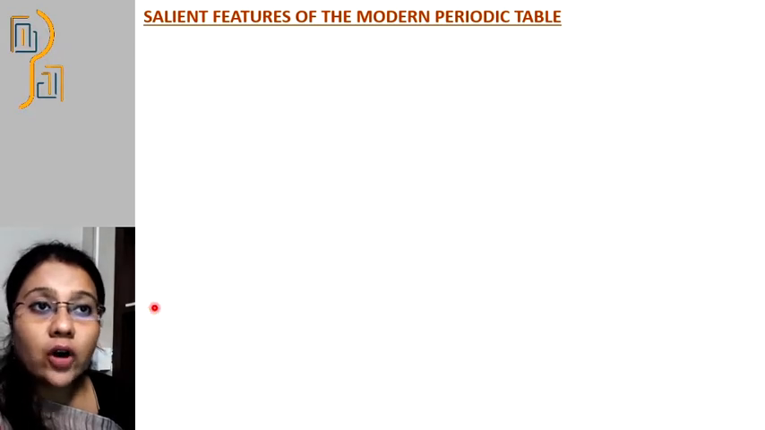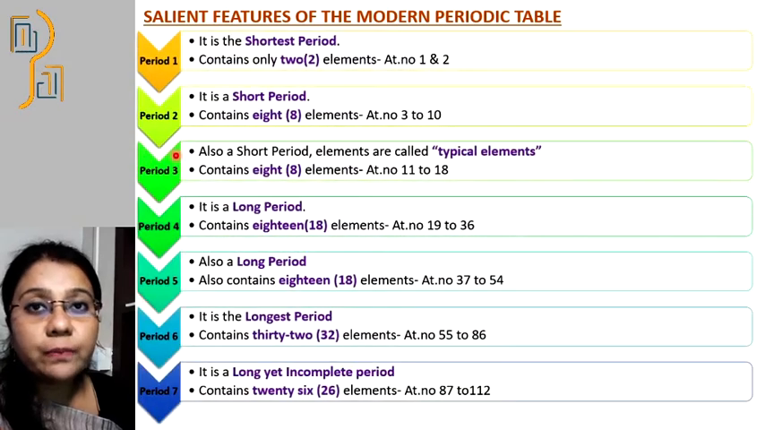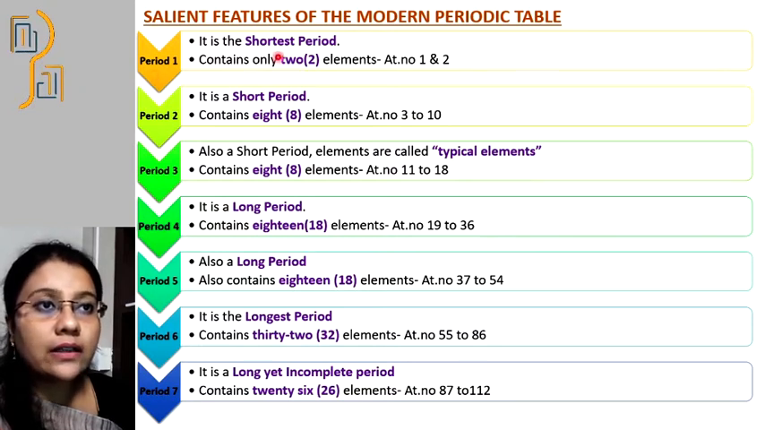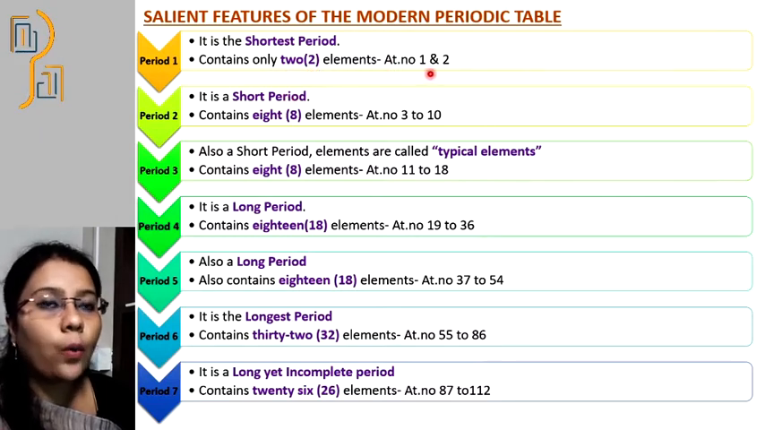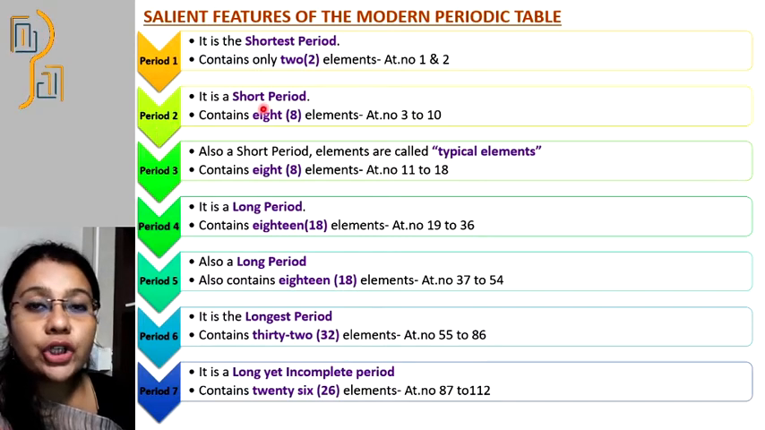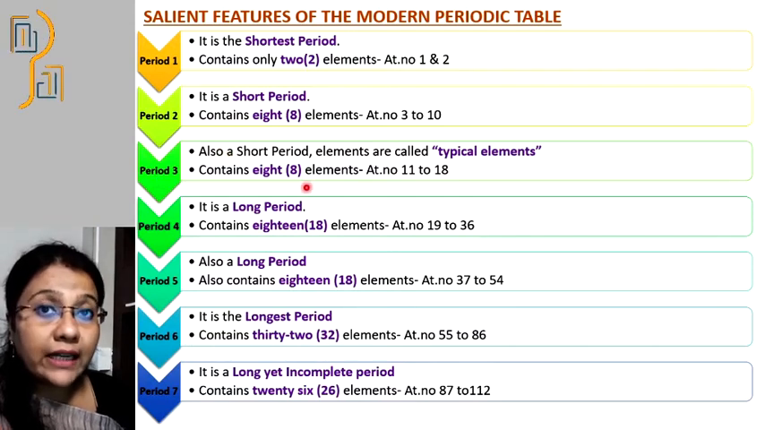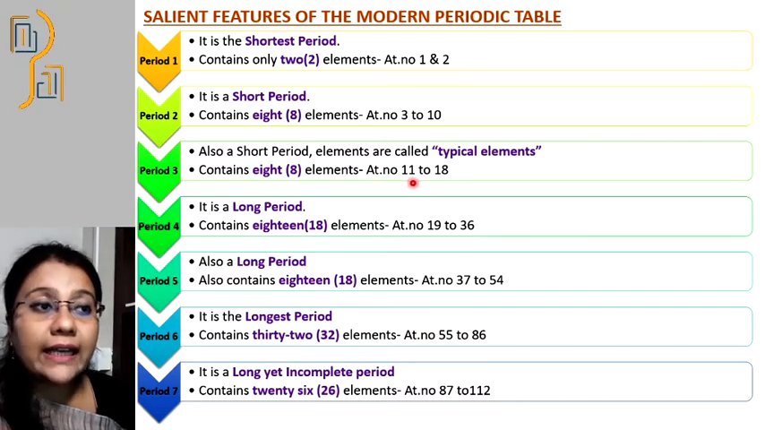After knowing the concept of periods and groups, let us understand the different periods of the periodic table. The first period, called period 1, is the shortest period, which contains only 2 elements with atomic numbers 1 and 2. Next is period 2, which is a short period containing 8 elements from atomic number 3 to 10. Period 3 is also a short period, but these elements are called typical elements. It contains elements from atomic number 11 to 18.